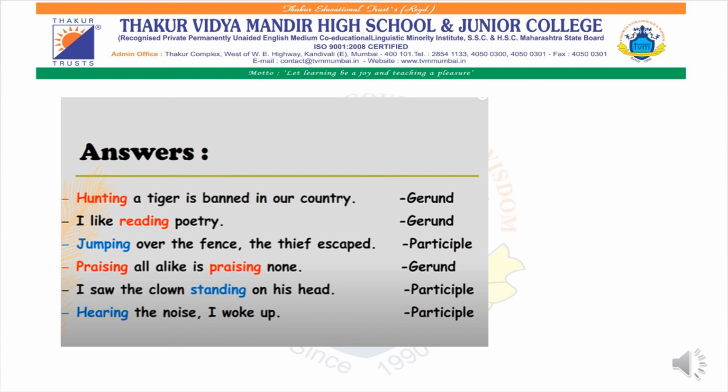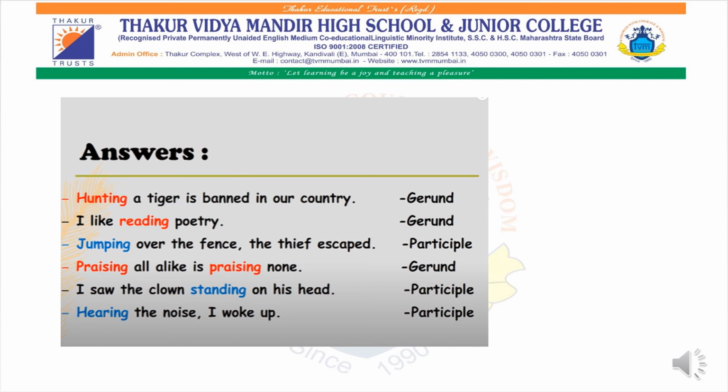Praising all alike is praising none. Now, in this particular sentence, there is no ongoing action at all. It is just telling us some fact. It is telling us that praising all alike is praising none. So, in this particular sentence, there is no action at all, and therefore this particular sentence is a gerund.